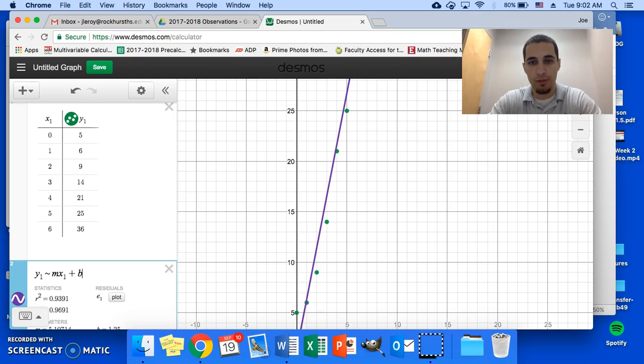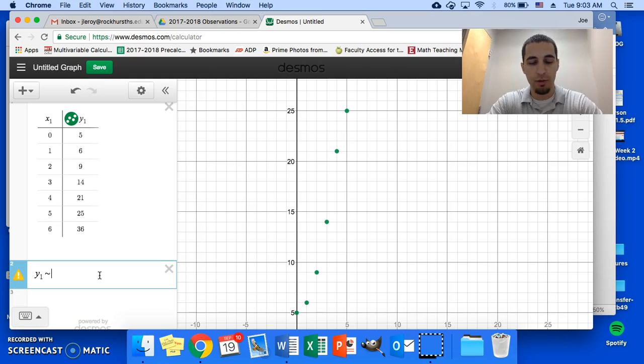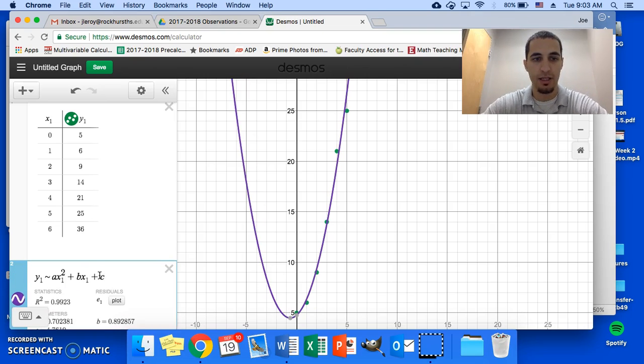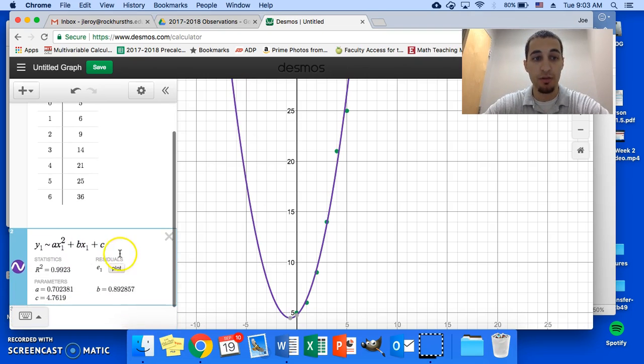because that's a form of a line, right? So you can see that mx plus b, a linear regression, has an r² of 0.939, so not too bad. If we want to do quadratic regression, it's ax squared plus bx plus c. So standard form of a quadratic equation, ax squared plus bx plus c. You just need to remember that instead of just x, you're putting in this x1. Since it's a regression, there's a little squiggle.